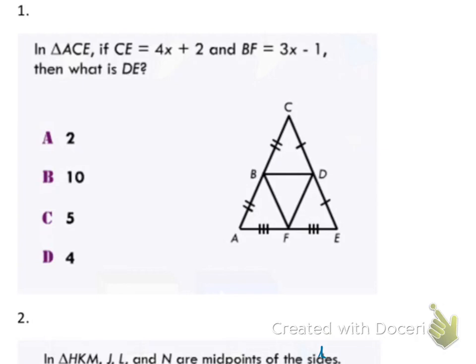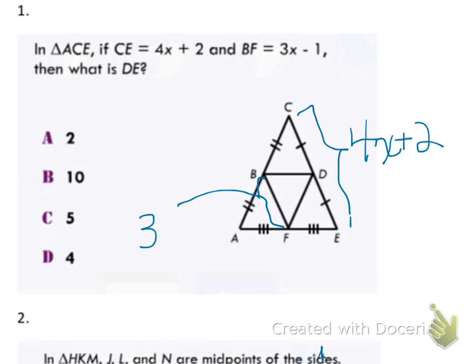in triangle ACE, if CE, so let's find CE, so CE is right here, if CE equals 4x plus 2, and BF, so BF is this little piece right here, and BF equals 3x minus 1, then what is DE? Okay, so be careful because DE is this right here.